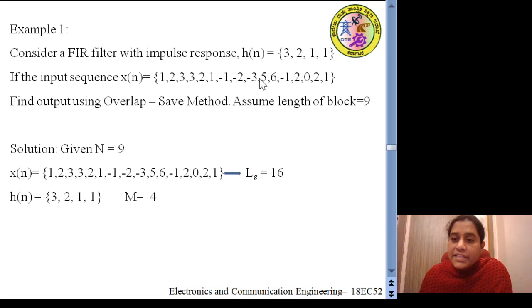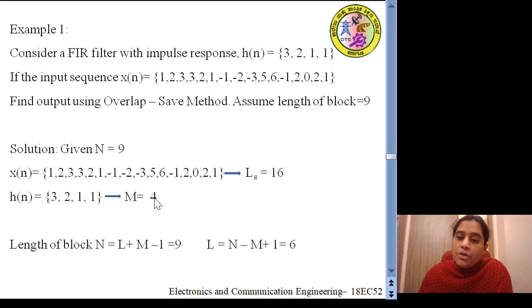Now h of n, they have given it as 3, 2, 1, 1. So the length of this h of n is 4. This M is equal to 4. So what should be our length of block N? N they have given us to assume as 9. So L plus M minus 1 should be 9 and M value is 4. Obviously our value of L should be N minus M plus 1, which is 6.